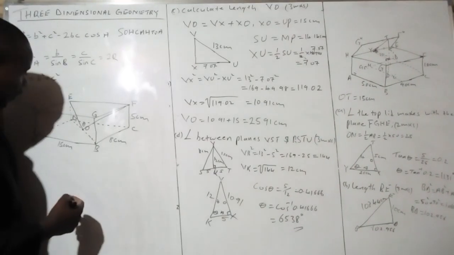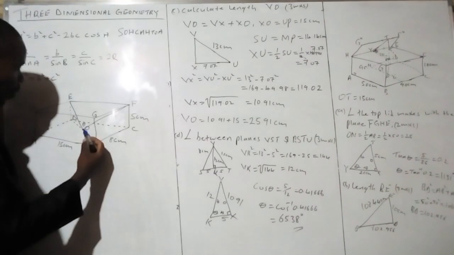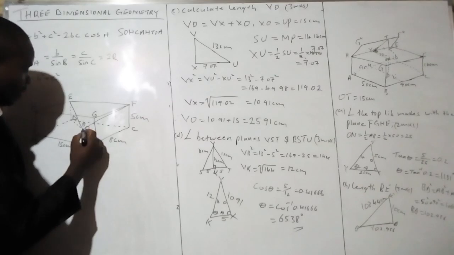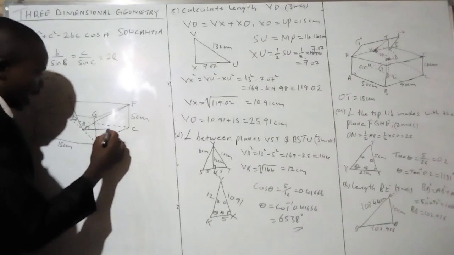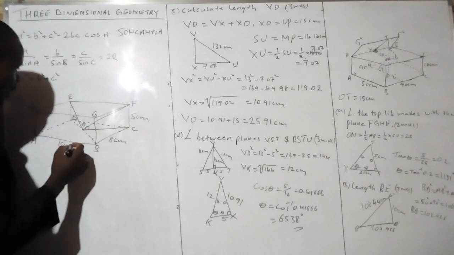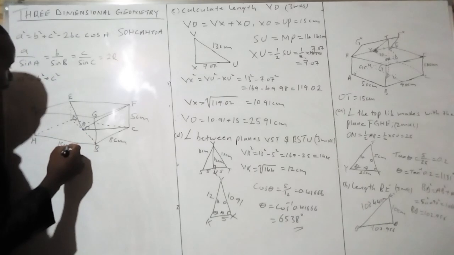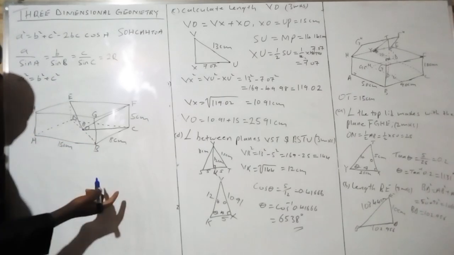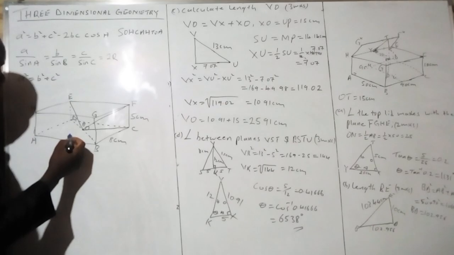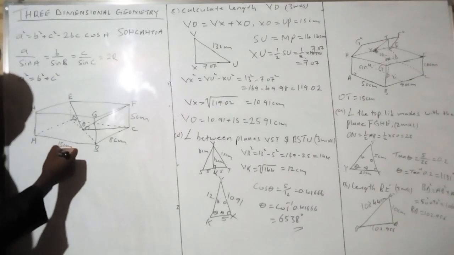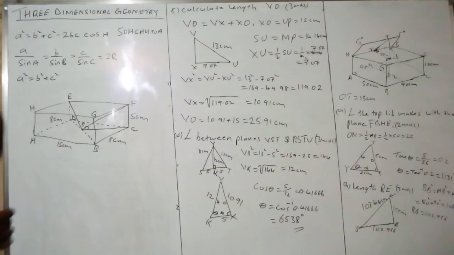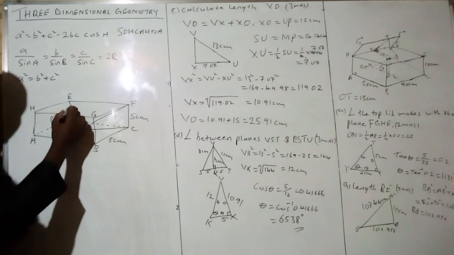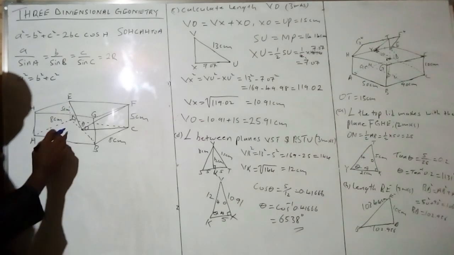We can get OF. First of all, you can connect O to C, like that. So that being the case, this is 8. Here we are also going to have 8 centimeters. Then ED will be 5 centimeters. We can get DO.